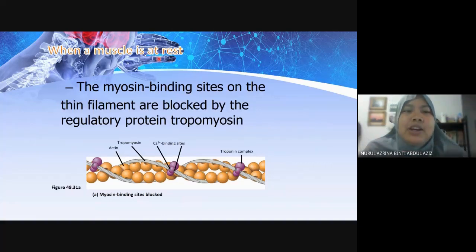Okay, when the muscle is at rest, muscle kita dalam keadaan rest, the myosin binding site on the thin filament are blocked by the regulatory protein. Myosin binding site. So which one is the myosin binding site? Ni. Ni myosin binding site ni yang ni. Nampak tak lubang ni? Ataupun kita panggil actin active site.